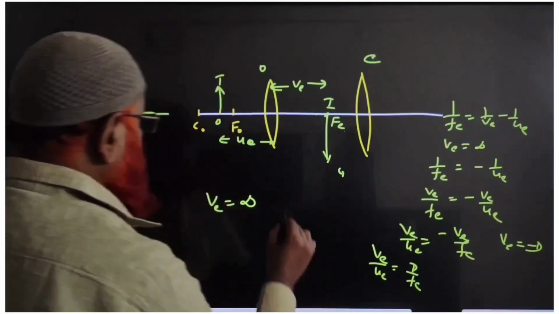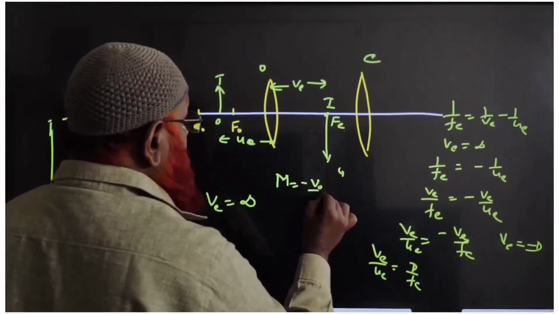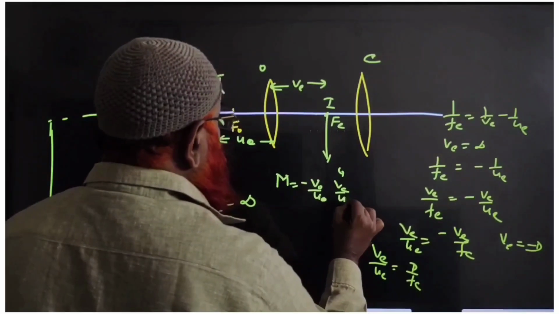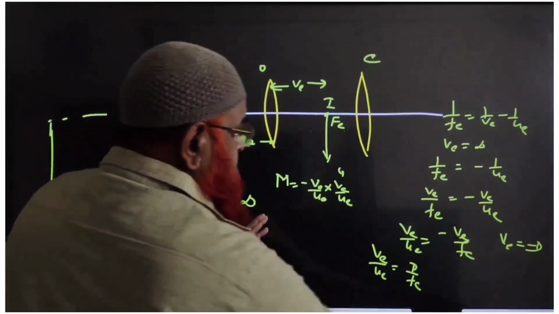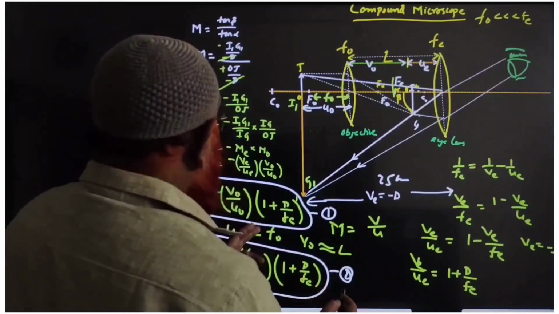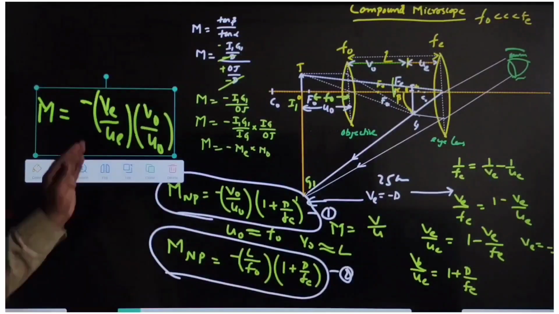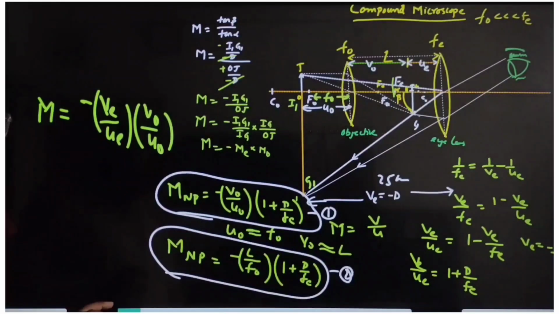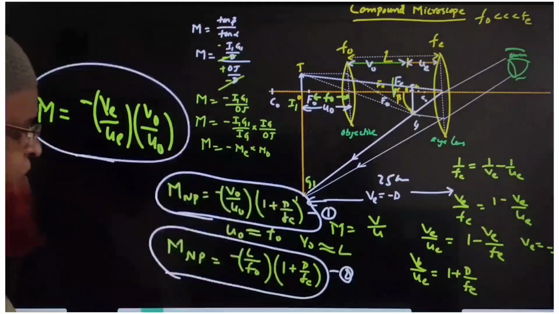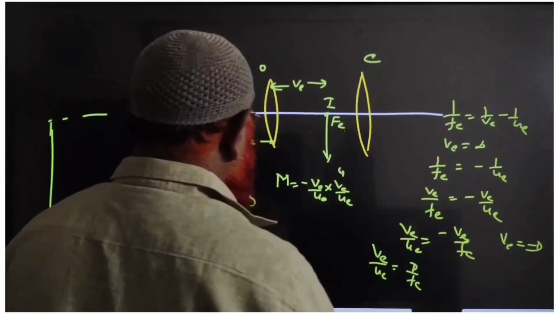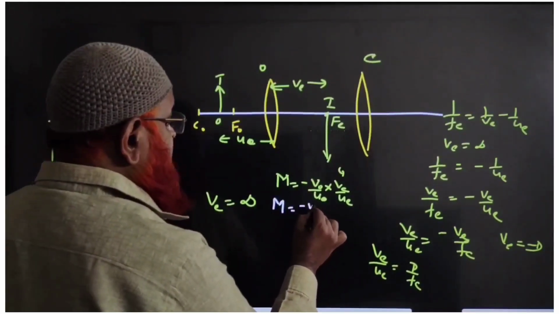And what is our general formula here? The general formula is minus V naught by U naught times VE by UE. Is it clear? I'm taking a general formula here. And now magnification M is equal to minus V naught by U naught times VE by UE.